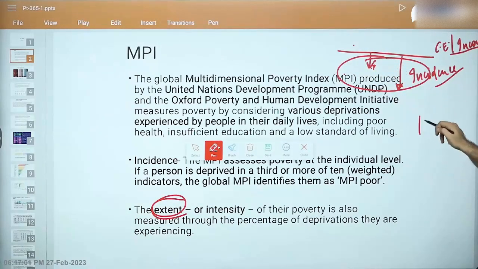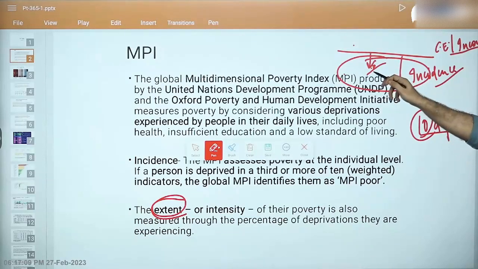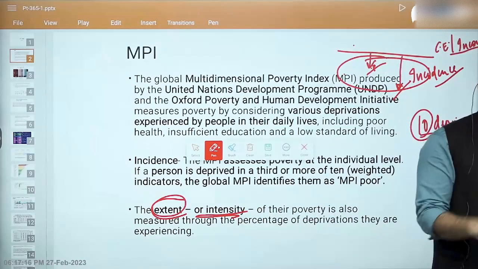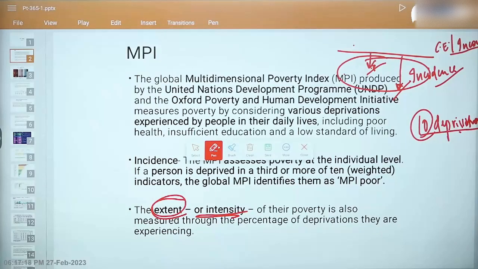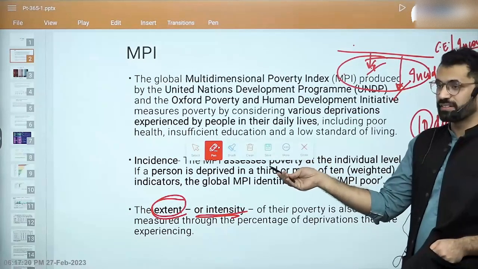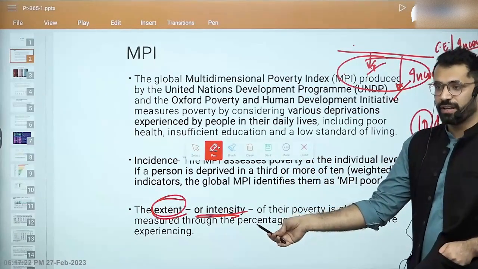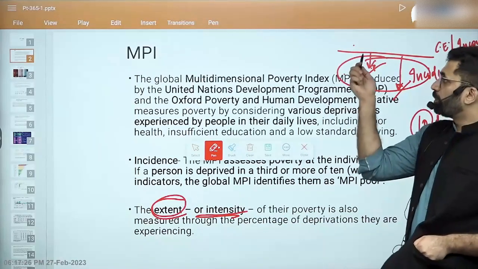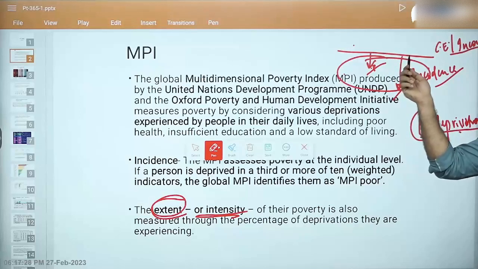So now when I am measuring across 10 deprivation indicators, this one's deprivation will be different from that one's. Therefore I will come to know the intensity. So MPI is a better measure of poverty because it is not just measuring incidence but it is also measuring intensity. There are two major differences between a poverty line based on income or consumption expenditure and MPI.